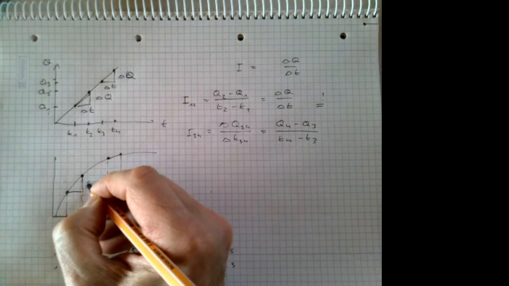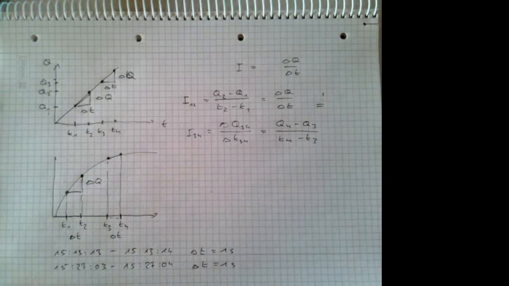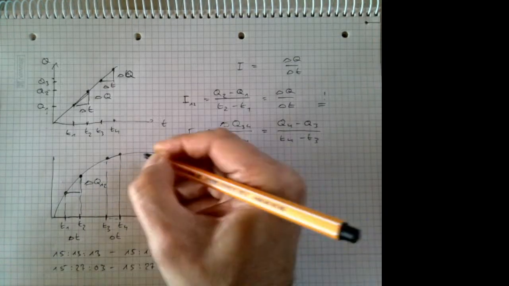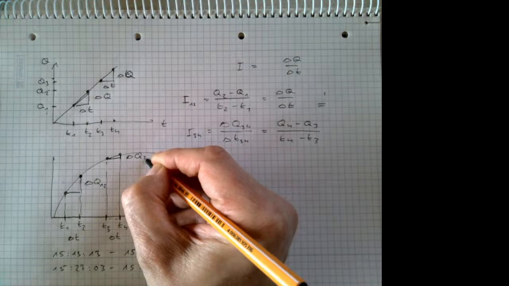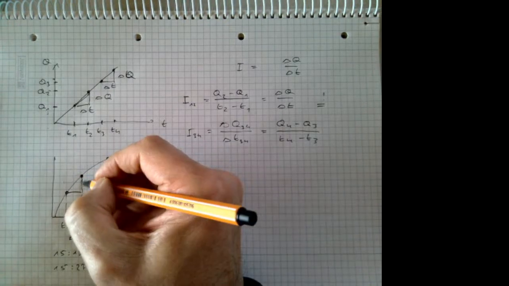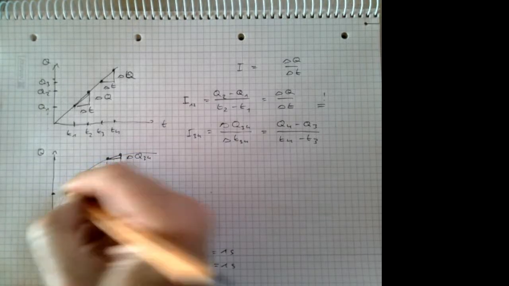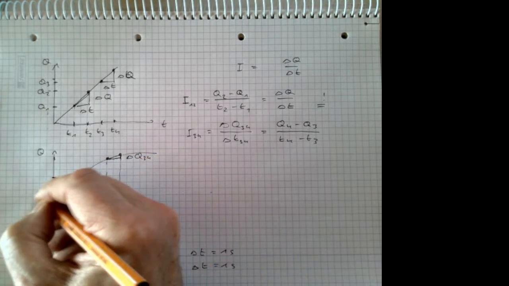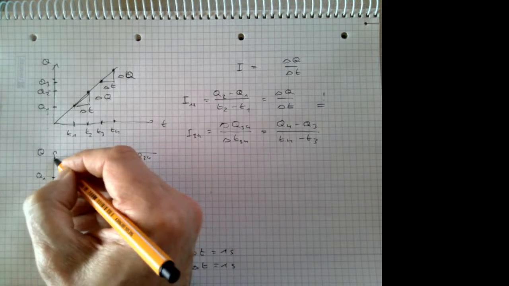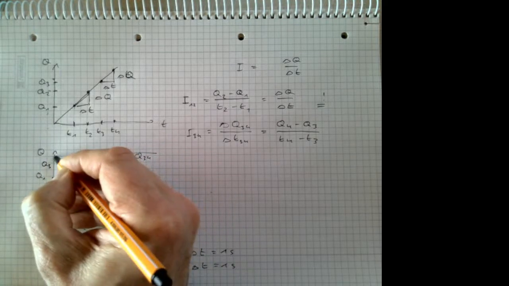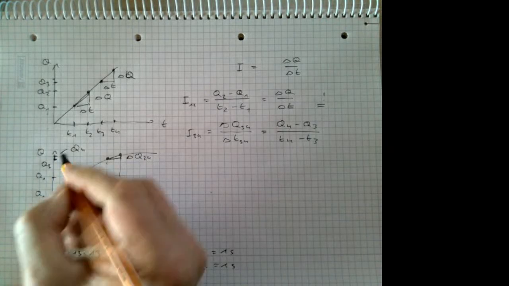And now you can see that delta Q, let's say from 1 to 2, and here delta Q from 3 to 4, they are different, right? Here we are transporting, this is of course Q again, we are transporting different amounts of charges, right? This is then Q3, and this one here is Q4, right?